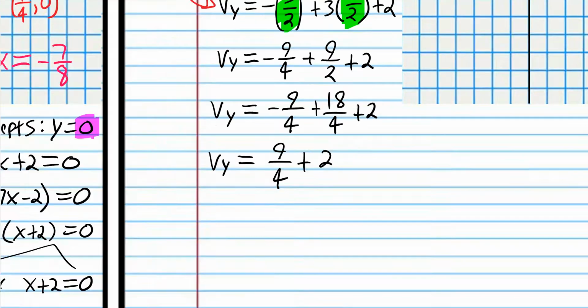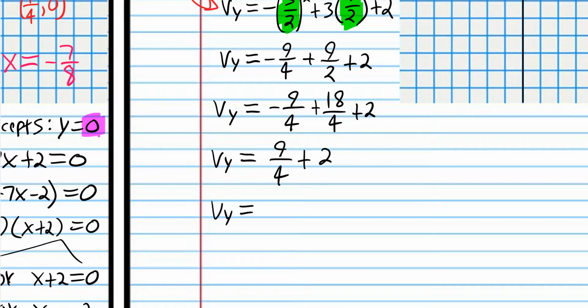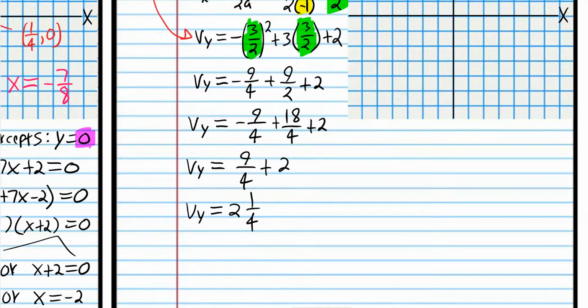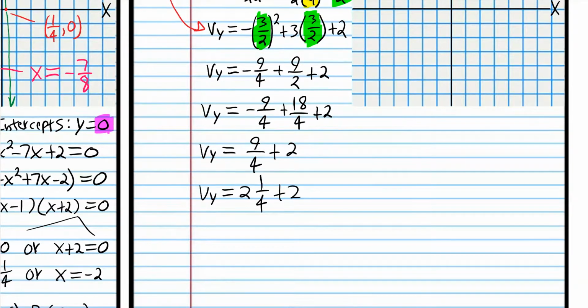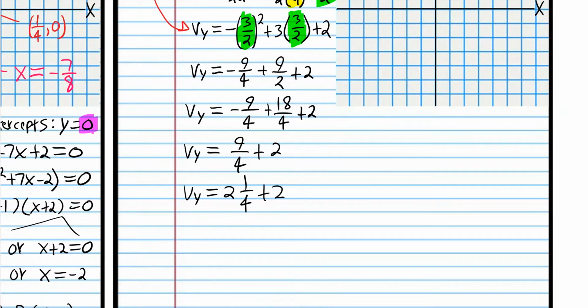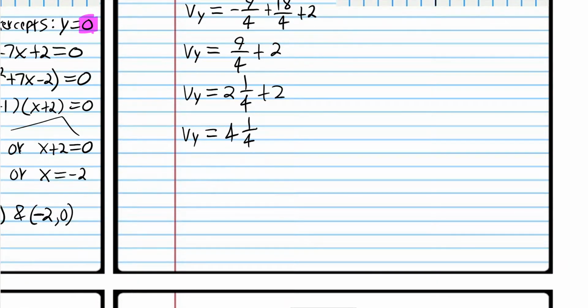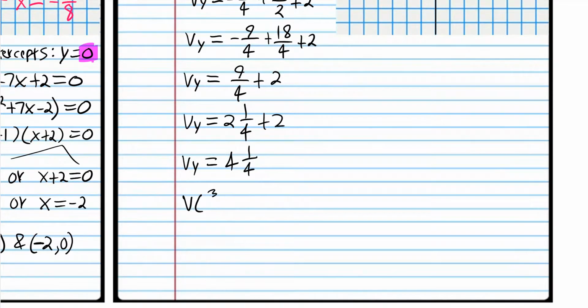And 9/4, if you change that to a mixed number, 4 goes into 9 2 times with a remainder of 1. And so we have 4 1/4. So the vertex is 3/2 and 4 1/4.